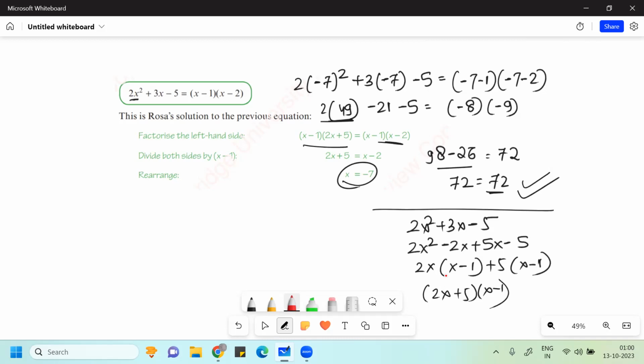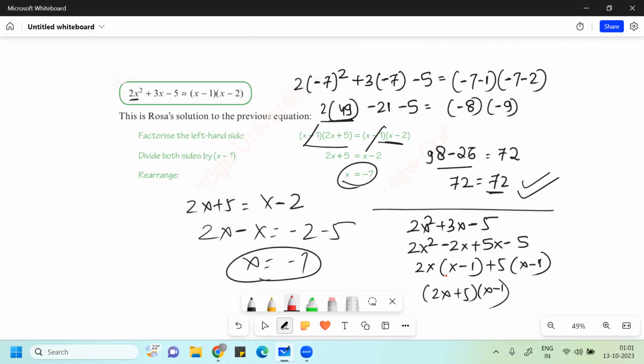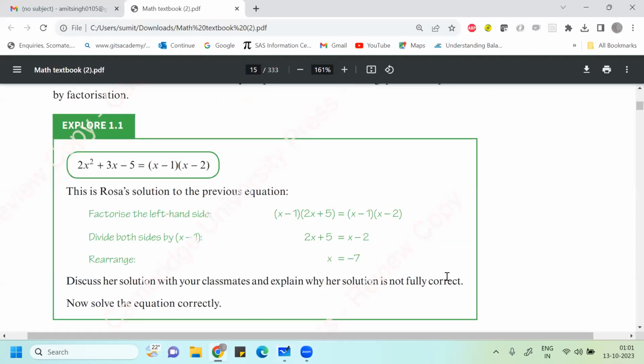Then what you are doing? So x minus 1 I cancelled. So I get 2x plus 5 is equal to x minus 2. If I bring this x this side, 2x minus x is -2 minus 5. So x is equal to -7. So you got the x value equal to -7. So this is Rosa's solution to the previously discussed problem.